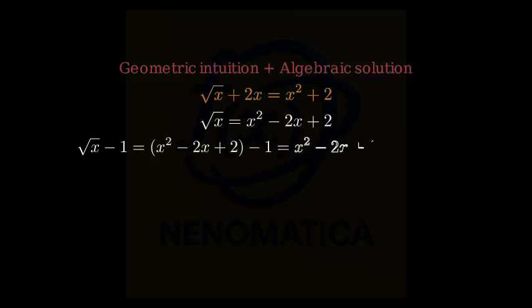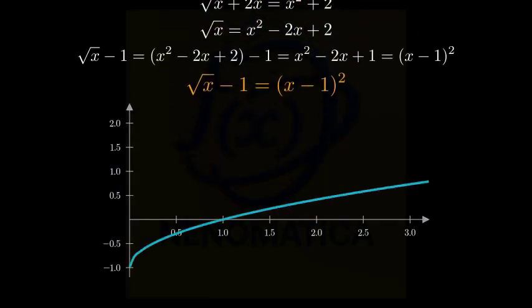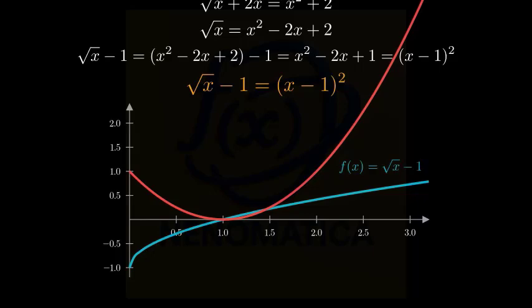Now subtract 1 from both sides. The right-hand side becomes a perfect square, so we have square root of x minus 1 equals quantity x minus 1 squared. Think of this as two functions. Let f of x equal square root of x minus 1, and g of x equal quantity x minus 1 squared. The solutions are exactly the x-coordinates where the two graphs intersect.